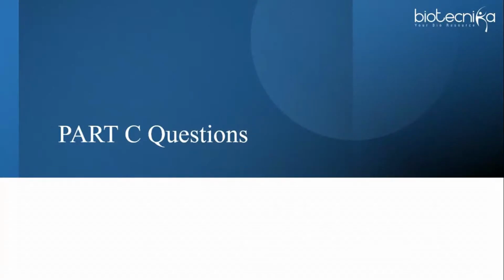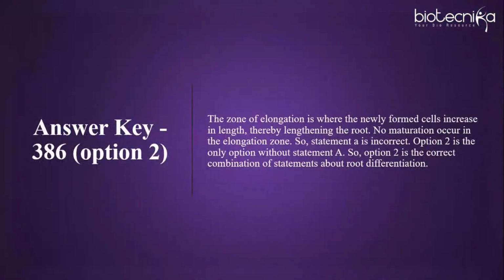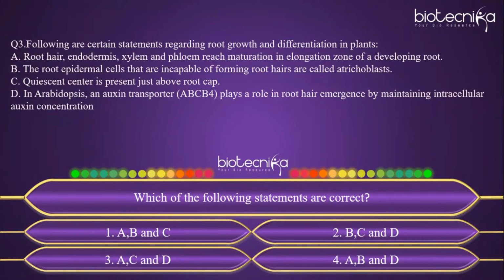Now, coming to the part C questions. Yes. So, this was a very interesting question, everyone. Following are certain statements regarding root growth and differentiation in plants. So, what are the options given here? Root hair, endodermis, xylem, phloem reach maturation in the elongation zone of a developing root. The root epidermal cells that are incapable of forming root hairs are called atrichoblasts.